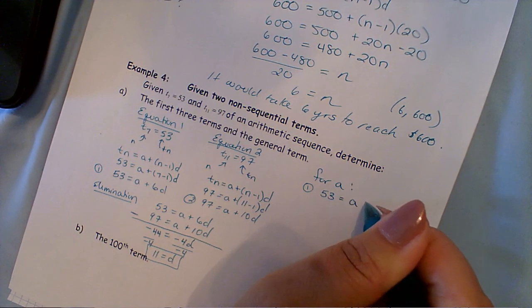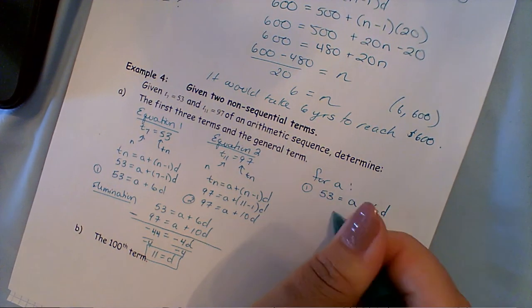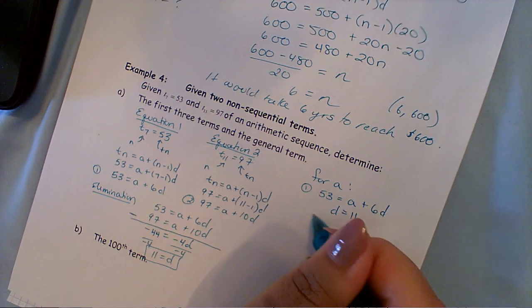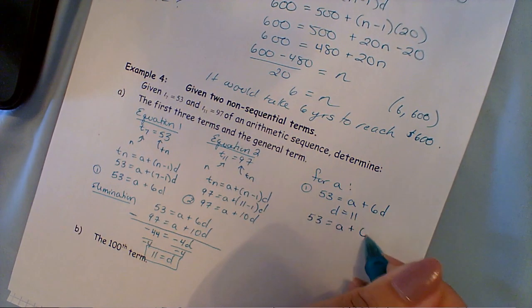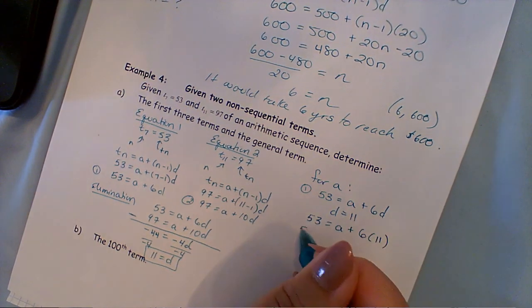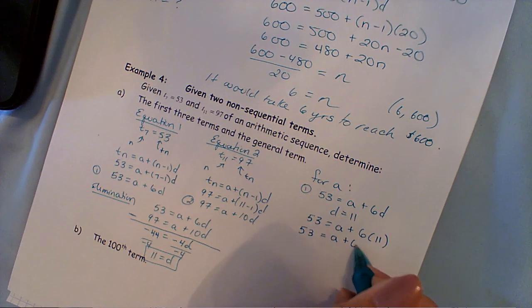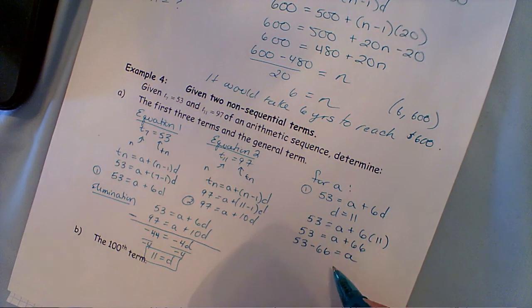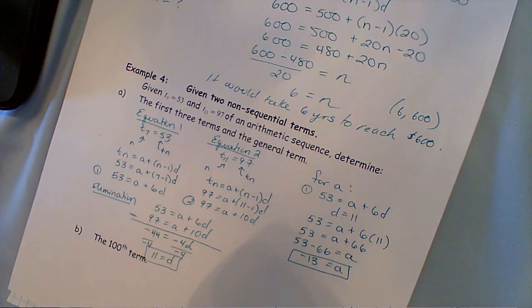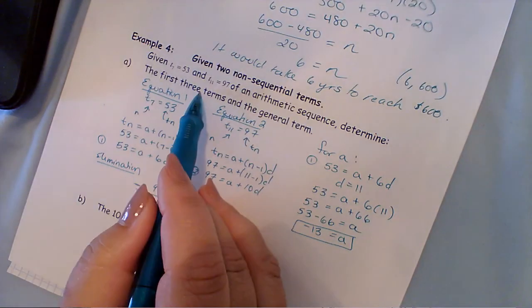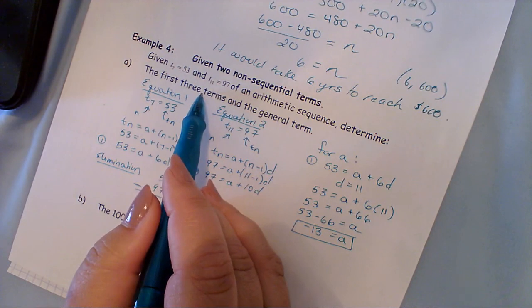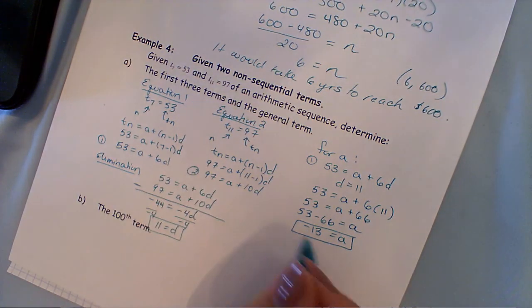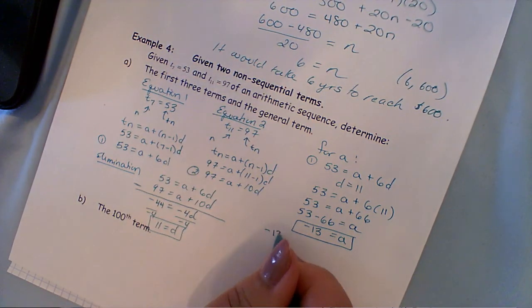53 equals a plus 6d, but d we know is 11. So 53 equals a plus 6 times 11. 53 equals a plus 66. 53 minus 66 equals a by himself. That's negative 13. So the first number in the sequence was negative 13. So do we now have enough information to figure out the sequence? Yeah, it went negative 13.